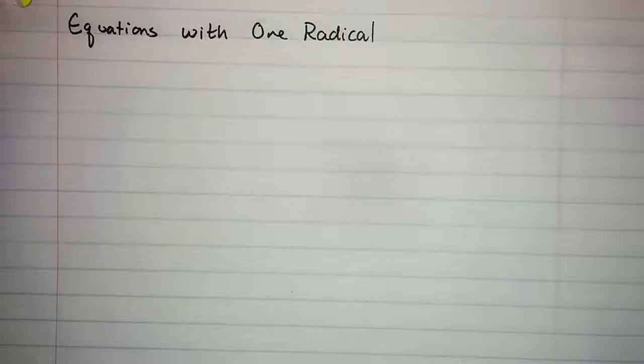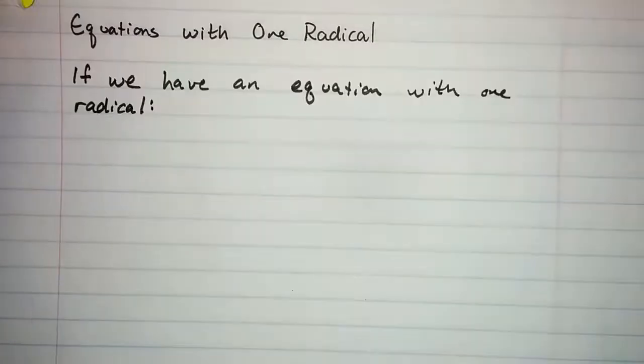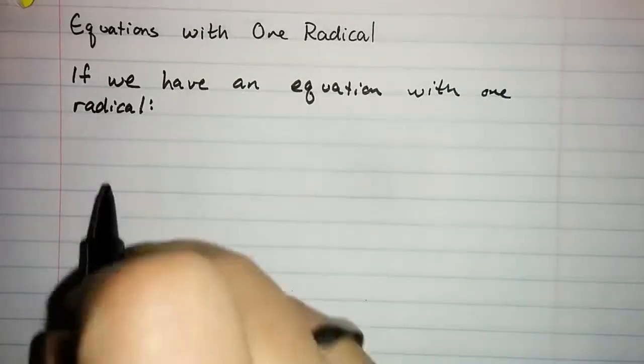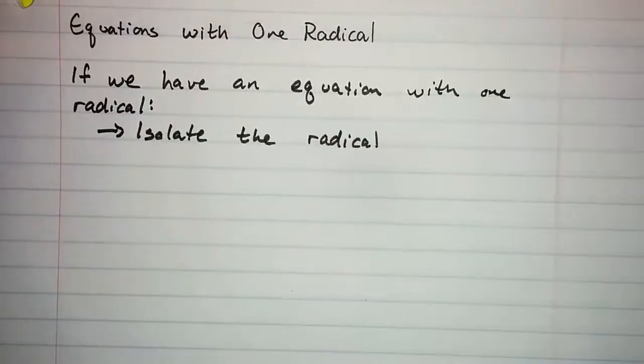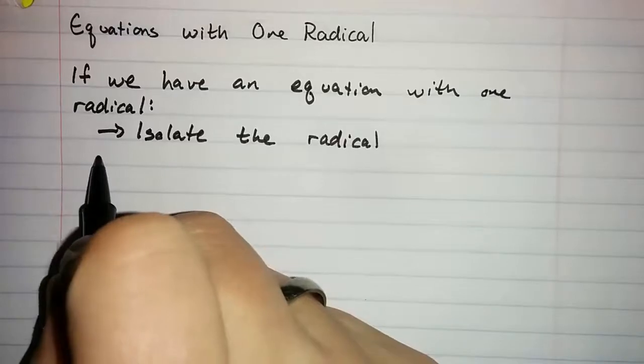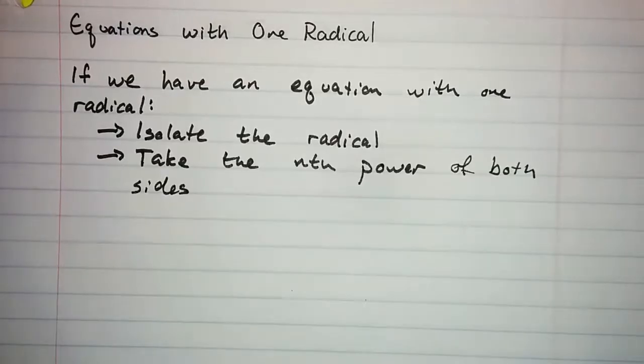Maybe we have an equation with only one radical expression, but it's not isolated. What should we do then? Well, we're going to follow a very similar sequence of steps to steps that we've followed in the past. We will isolate the radical, then we'll deal with it. In this case, take the nth power of both sides, and then we'll finish solving normally.